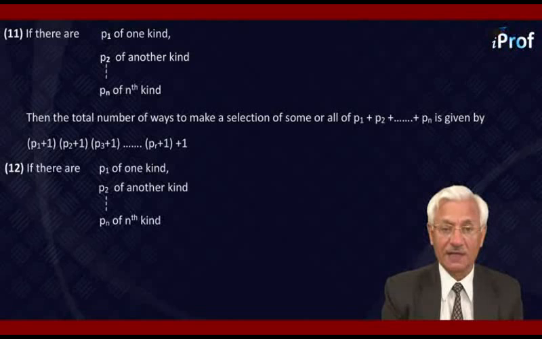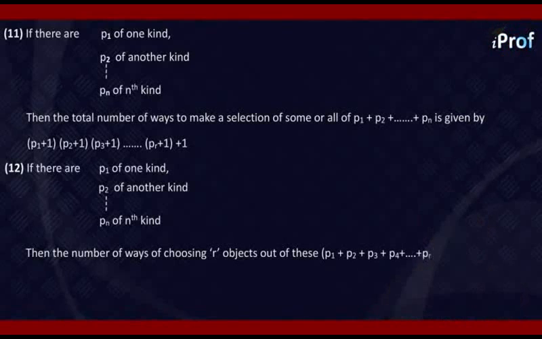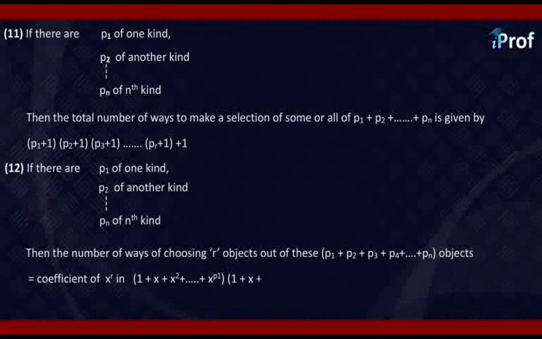And if there are P1 objects of one kind, P2 objects of second kind, P3 objects of third kind, Pn objects of nth kind, then the number of ways of choosing r objects out of these P1 plus P2 plus P3 plus so on up to Pn is equal to the coefficient of x raised to power r in (1 plus x plus x square plus so on up to x raised to power P1) into (1 plus x plus x square plus so on up to x raised to power P2) and so on, into (1 plus x plus x square plus so on up to x raised to power Pn).